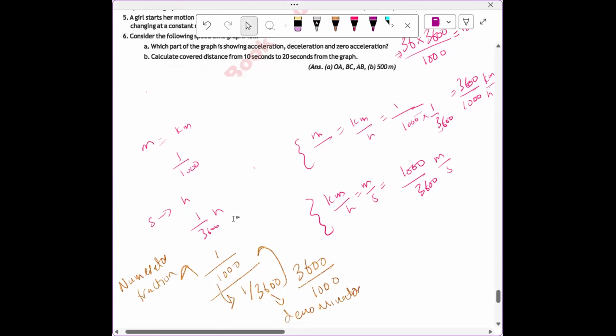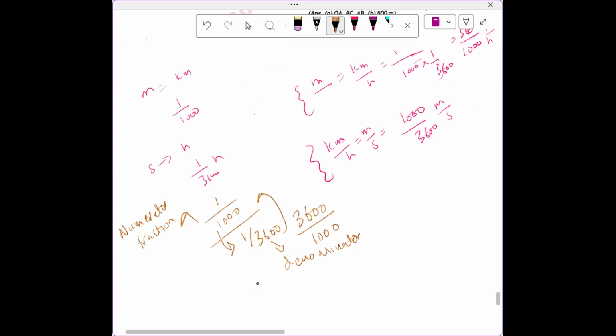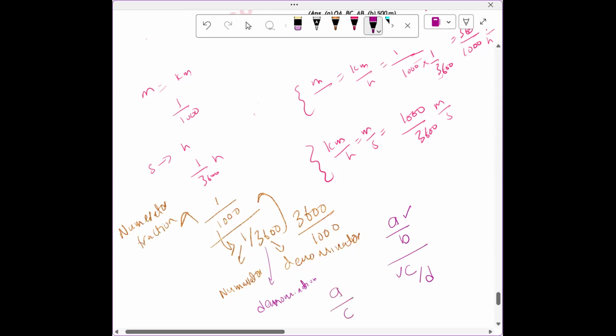The denominator of this fraction would go in the numerator, and the numerator will remain in the denominator part. So if it's, let me write it like this. If it's A over B and C over D, like this, this would remain here, and this would remain in its respective places. So it would be A over C into, now this would go in the numerator and this would go in the denominator. So it would be D over B.